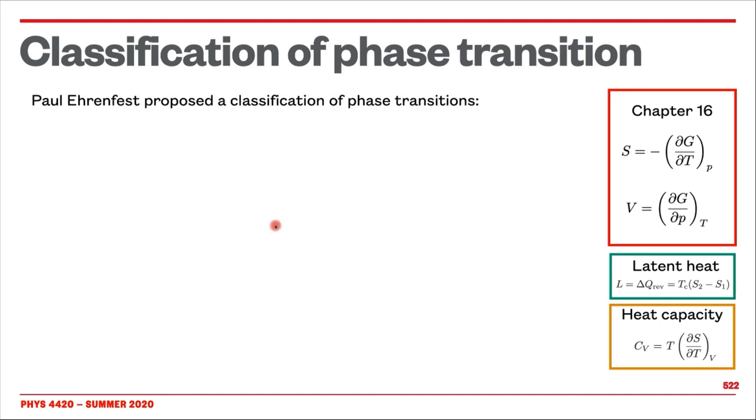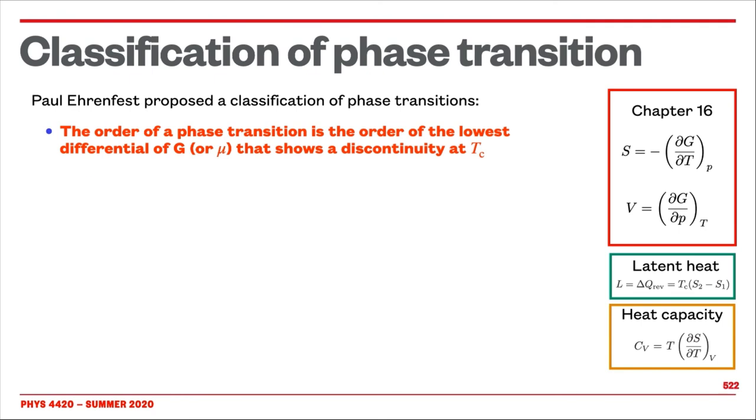Okay, good. So Ehrenfest proposed a classification of phase transitions as follows. He came up with the idea of having phase transitions of first order, second order, third order, and so forth. And the order of the phase transition, for example a first order phase transition, is the order of the lowest derivative of the Gibbs function, or the chemical potential, as we know, because they are related, that has a discontinuity at the critical point. We are going to see examples to illustrate this definition.